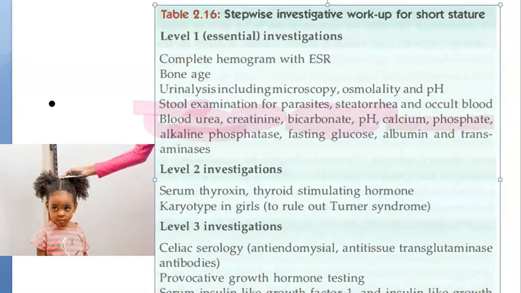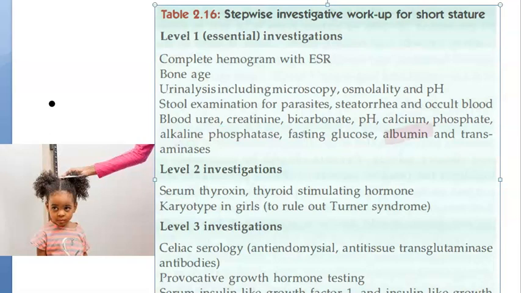Calcium, phosphate, alkaline phosphatase: basically you want to know if these people are losing calcium, whether enough calcium and phosphate are there in the blood or not. Alkaline phosphatase, from where is it coming? If it is in excess, can it be some bone issue? Fasting glucose you should know, because if the person has high glucose, then it can be diabetes. If he has low fasting glucose, it can be hypoglycemia, insulinoma, etc.